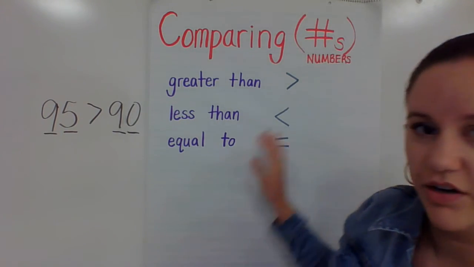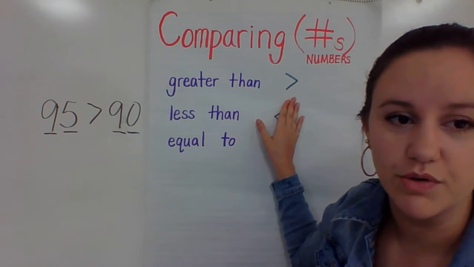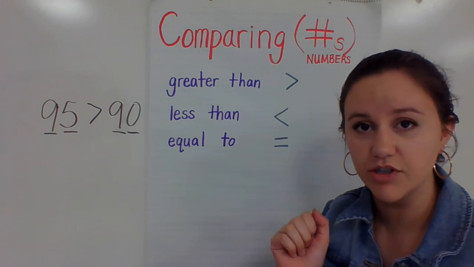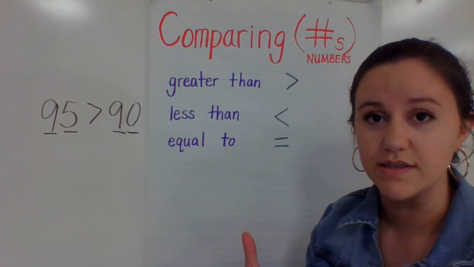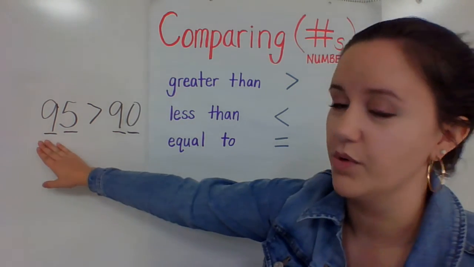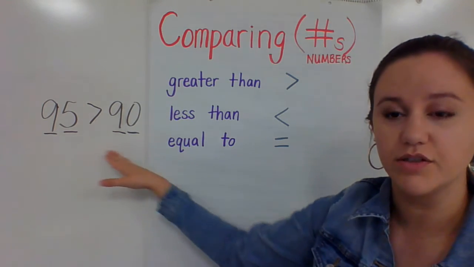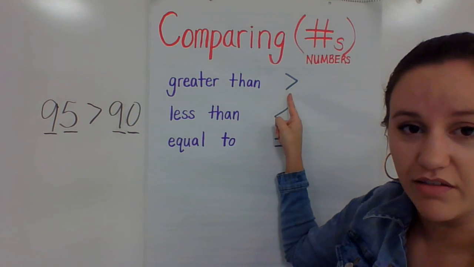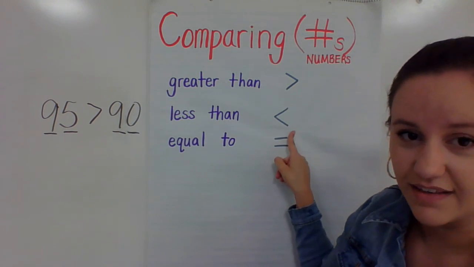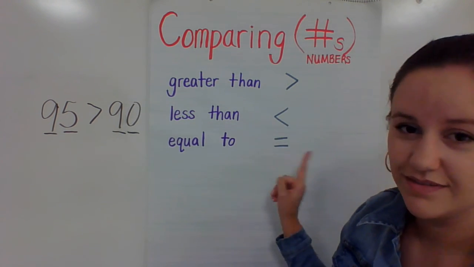So remember, here are your words and your symbols when you compare numbers. Look at the tens first. Compare that. If they're the same, then you move to the ones and compare the ones. And remember, when we're comparing, we read from left to right, just like we would read a book. So greater than, less than, equal to.